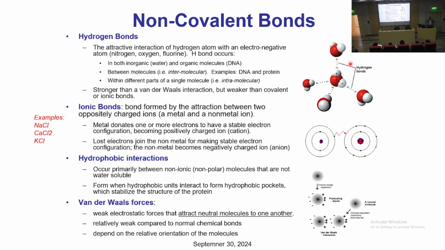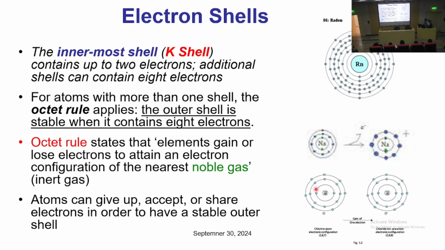So this ionic bond is basically between cation and anion. One donates the electron and the other accepts it. An example is sodium chloride. If we come back here, this is a typical ionic bond. Sodium donates its electron, and the chloride accepts the electron, and then we have sodium chloride, the salt. So it is a typical example of ionic bond.